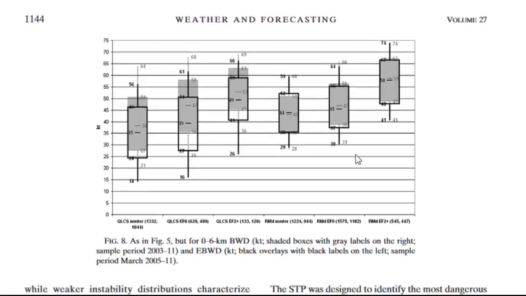Here we look at bulk wind difference, which is simply the vector difference between the 0 and 6 kilometer winds. And that's with the gray boxes. And then we have effective bulk wind difference, which considers the entire storm there. And let me grab that definition for the effective bulk wind difference.